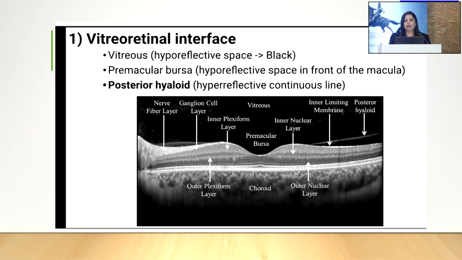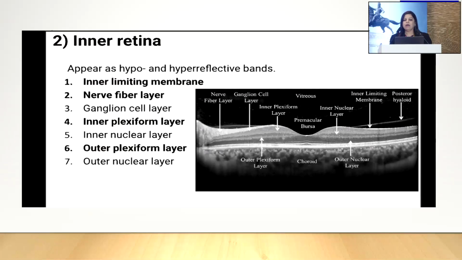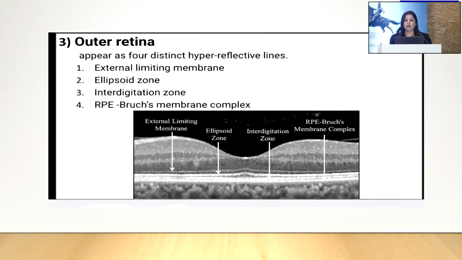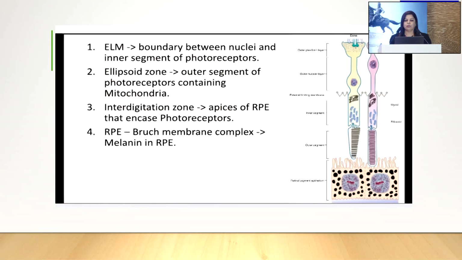The normal macular layers which are more important are the vitreoretinal interface, inner retina, outer retina, choroid, and the sclera. In the vitreoretinal interface, we see the vitreous as a hyporeflective space, that is black, and the premacular bursa, a hyporeflective space in front of the macula. A hyperreflective continuous line is seen as the posterior hyaloid. In our retina, we see hyper and hyporeflective bands. The layers which have axons perpendicular to the light or contain synapses appear hyperreflective, and the layers which only contain nuclei appear hyporeflective. In the outer retina, the most important are the RPE-Bruch's membrane complex and the ellipsoid zone.